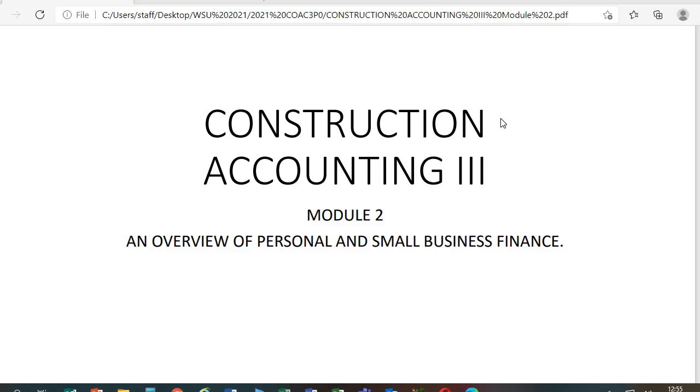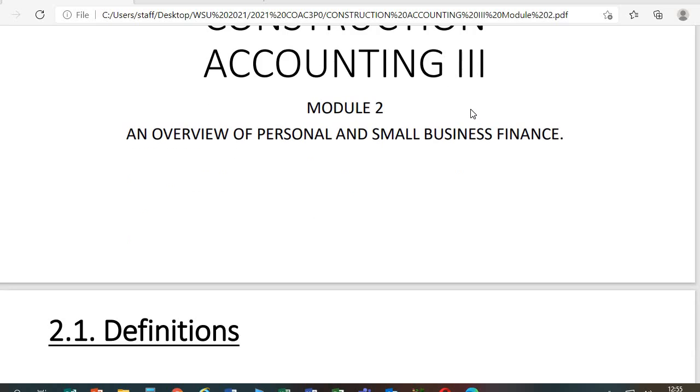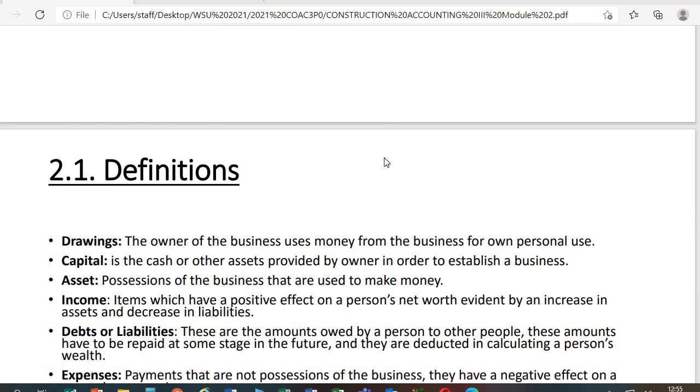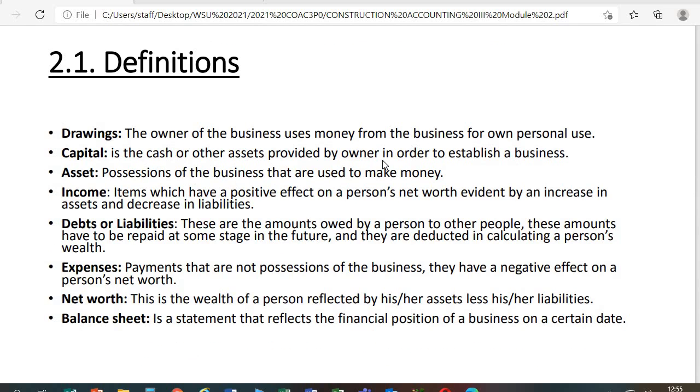Hi everyone, we are now on module 2 of our study guides, an overview of personal and business finance, which consists of definitions and statement of net worth. This is the addition to the definitions we've done on module 1, some a repetition of those that were on module 1. We have drawings.